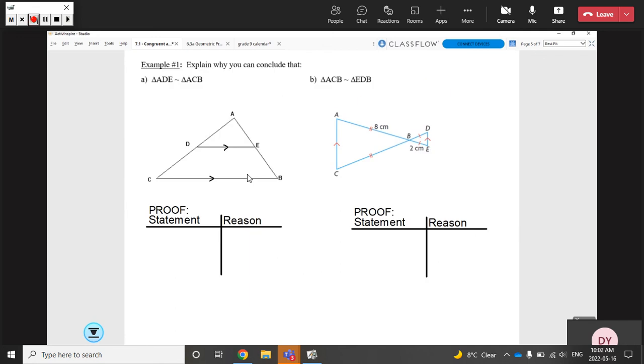So now we're getting really into it here. I feel like we have a good idea of what similar triangles are. So it says here, explain why you can conclude that triangle ADE, this one right here, is congruent to triangle ACB. That one there. You see the two triangles, one's nested within the other? Well, we have these parallel sides, so that's nice.